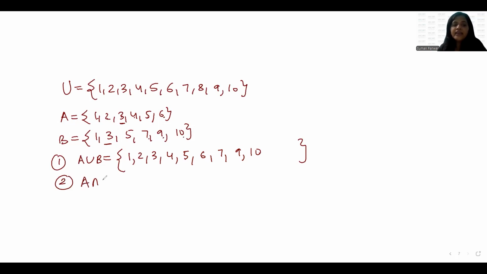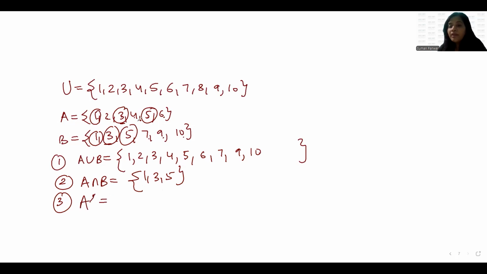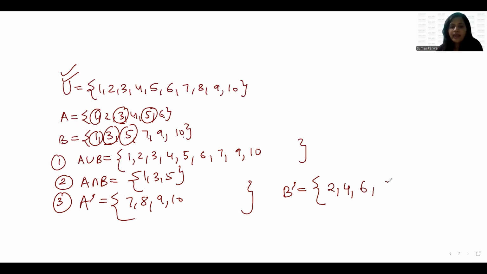Second, A intersection B. So the common elements 1, 3, 5. Number 3, complement of A. Complement of A, that means the elements which are not in A, but in the universal set. So this is my universal set. That means it is my entire universe. I cannot go out of this. I only have these 10 numbers. So what is A complement in that case? 7, 8, 9, 10. Similarly, what is B complement? B complement is 2, 4, 6, 8.